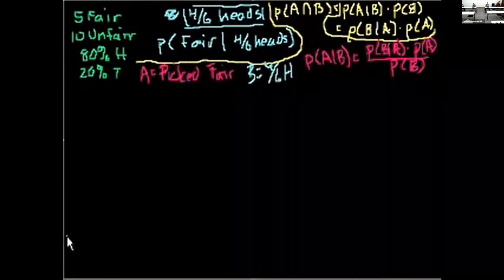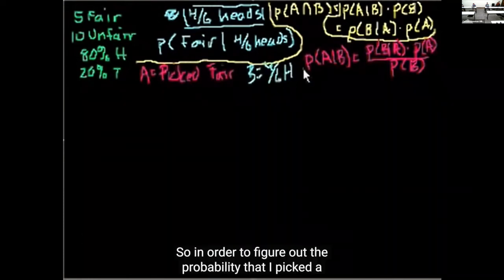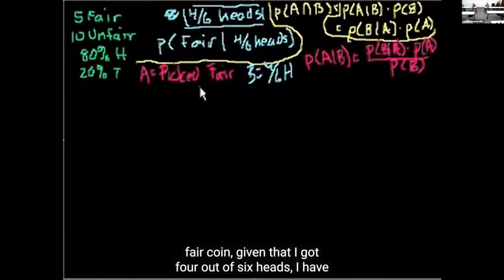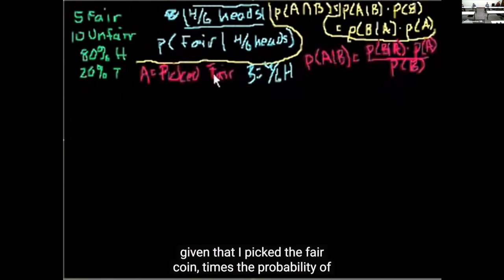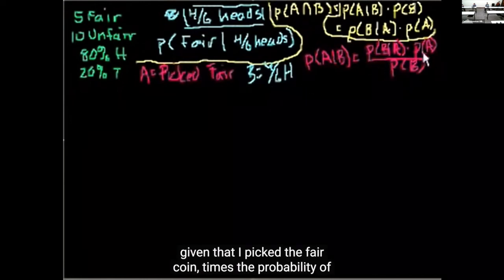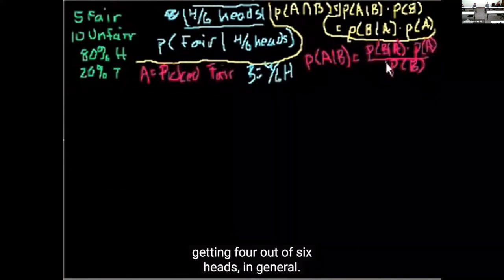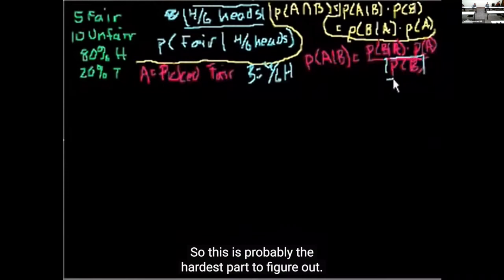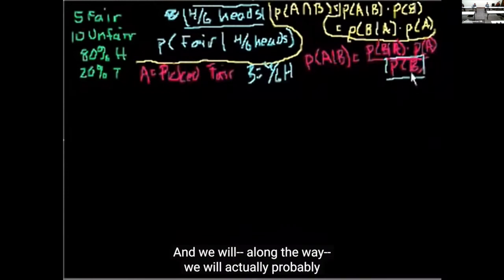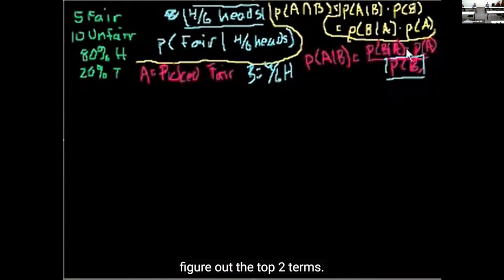4 out of 6 heads. So in order to figure out the probability that I picked a fair coin, given that I got 4 out of 6 heads, I have to know the probability of getting 4 out of 6 heads given that I picked the fair coin, times the probability of picking out a fair coin, divided by the probability of getting 4 out of 6 heads in general. So this is probably the hardest part to figure out. And along the way, we'll actually probably figure out the top 2 terms.